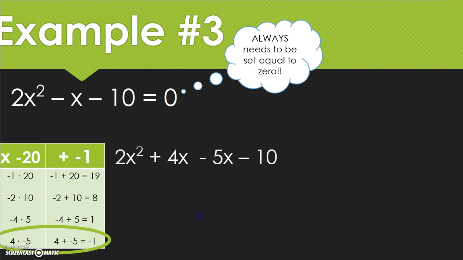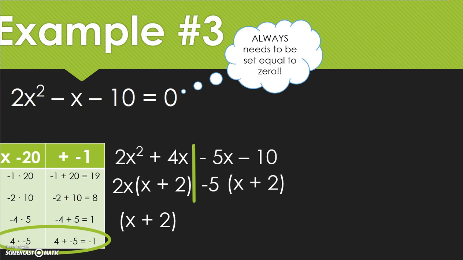Alright, so now we're going to split our b value, so we'll have 2x squared plus 4x minus 5x minus 10. Draw our line down the middle, and factor out the GCF on both sides. So our GCF between 2x squared and 4x will be 2x. 2x squared divided by 2x is x, and 4x divided by 2x is 2. Move our x plus 2 to the other side. Negative 10 divided by 2 gives me negative 5. Alright, so my two binomials are x plus 2 and 2x minus 5.